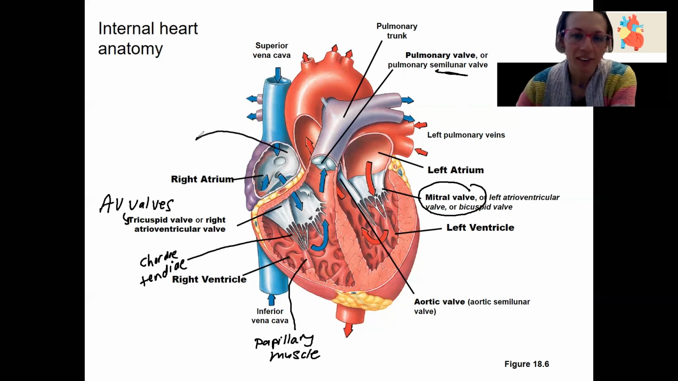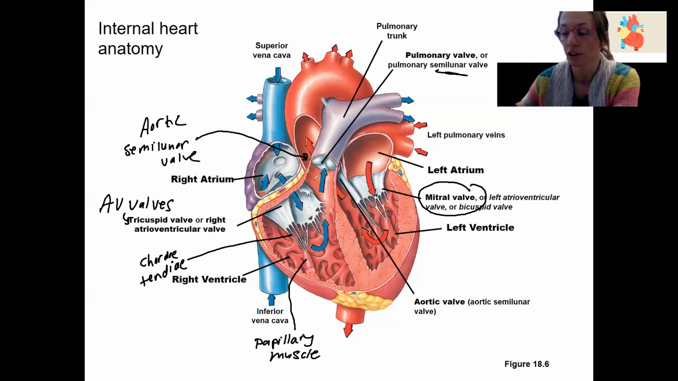The other one is the aortic semilunar valve, not shown here because it's behind that trunk. And these you can see have a different structure to them. There's no chordae tendineae holding onto them or papillary muscles. They're going to work a little differently. I'll go over the valves in just a moment.